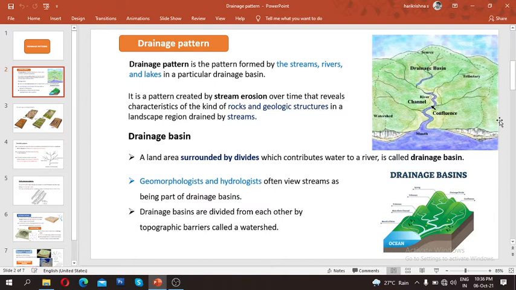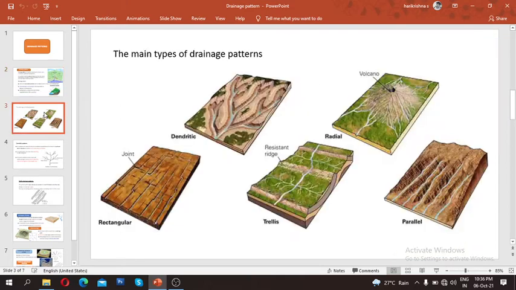Okay, so that is the first, the drainage basin, and the next is drainage pattern. Yes, now I think we can move to the slide.